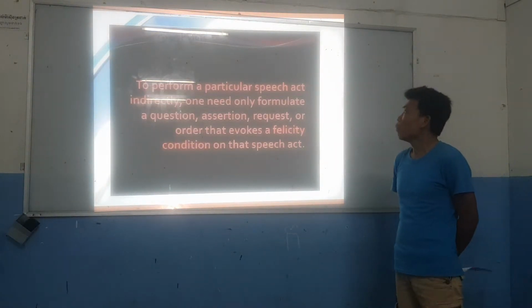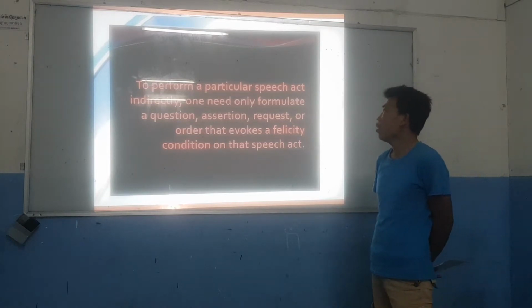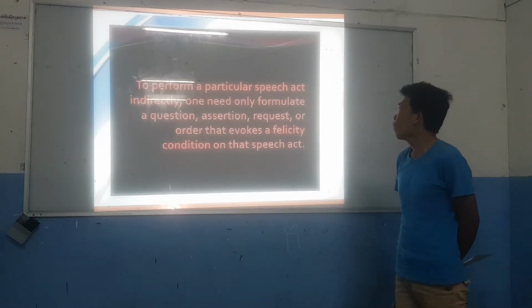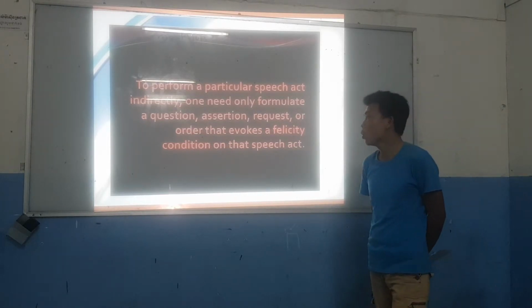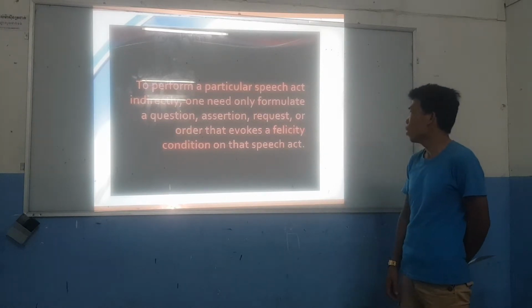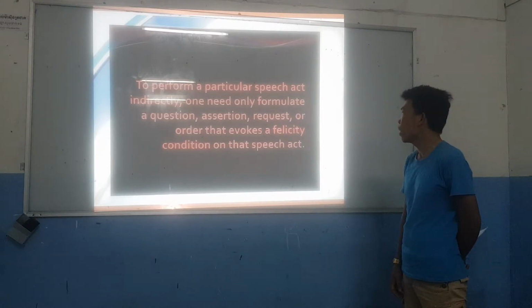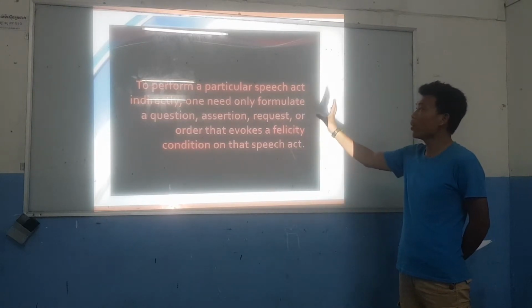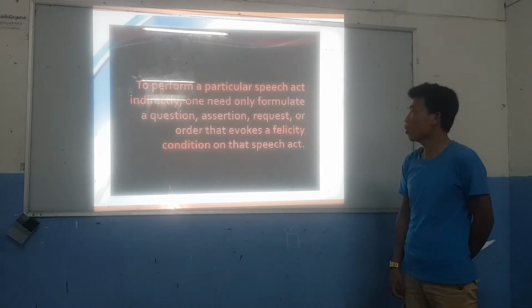So to perform a particular speech act indirectly, one need only formulate a question, a certain request, or order that evokes an explicit connection to that speech act. So this is the definition of indirect speech acts. So let's continue to the next page.